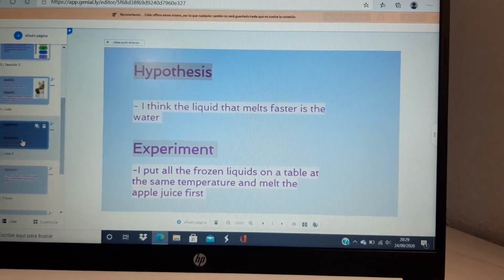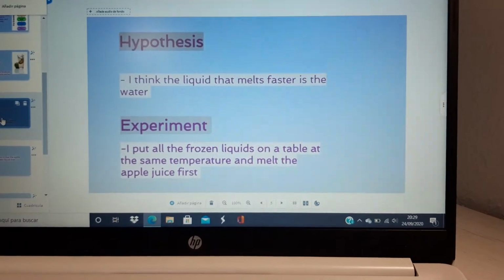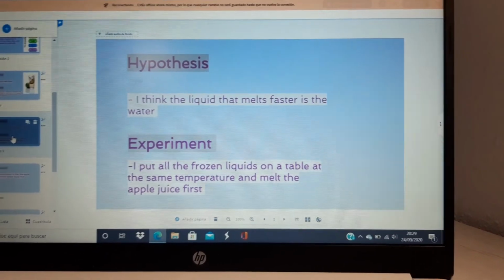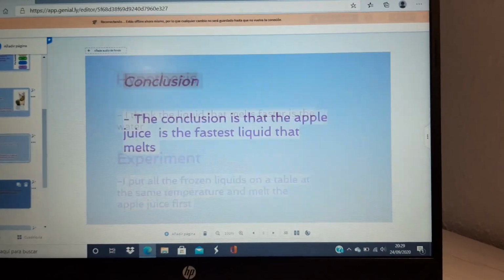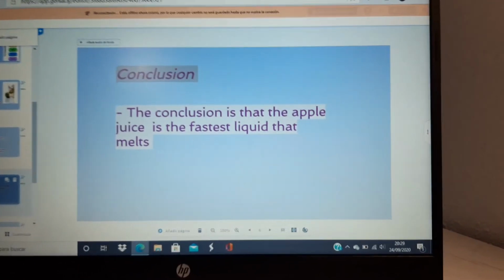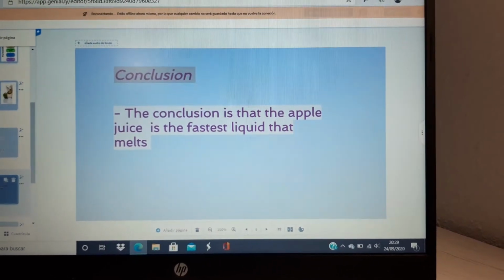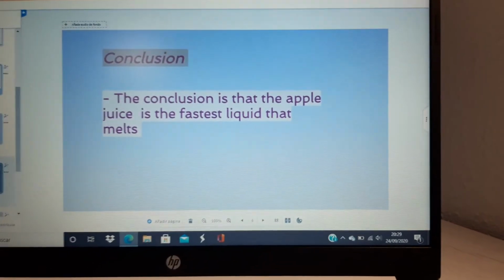Experiment: I put all the frozen liquids on a table at the same temperature and melt the apple juice first. Conclusion: the conclusion is that the apple juice is the fastest liquid that melts.